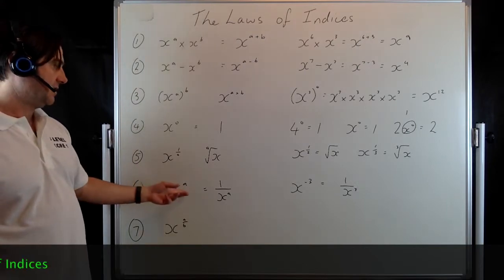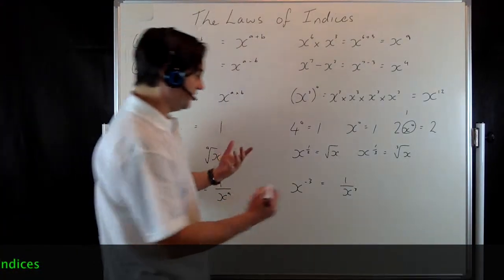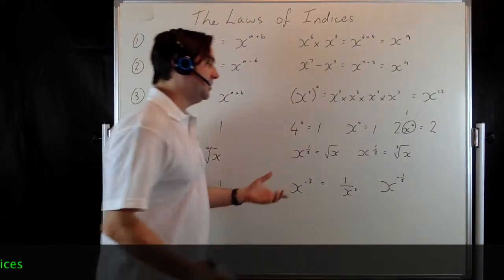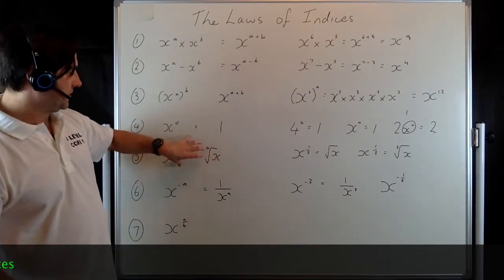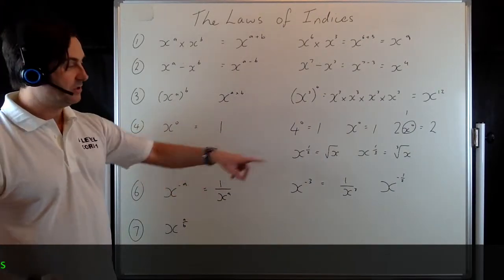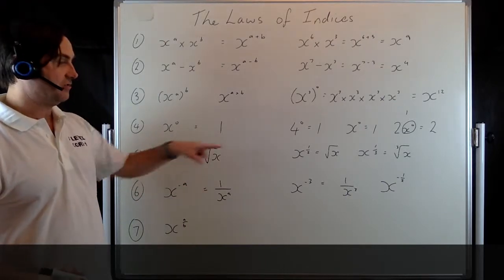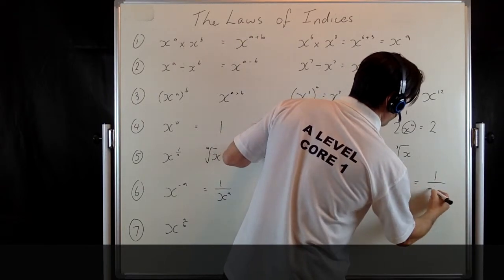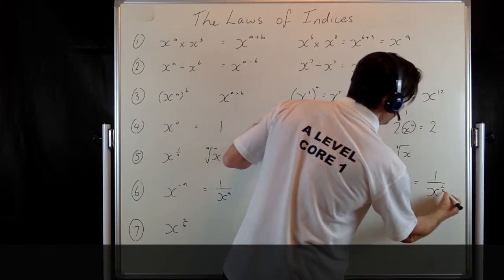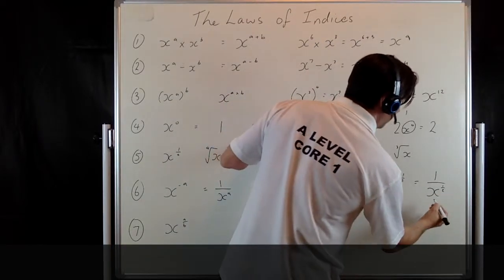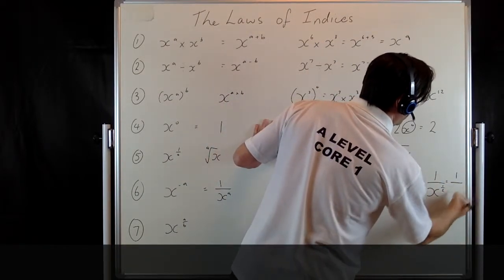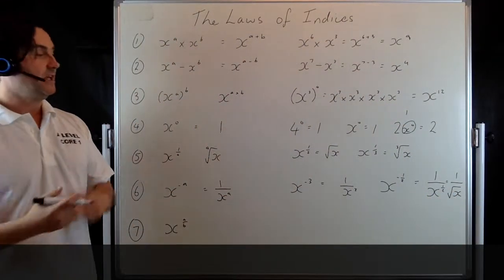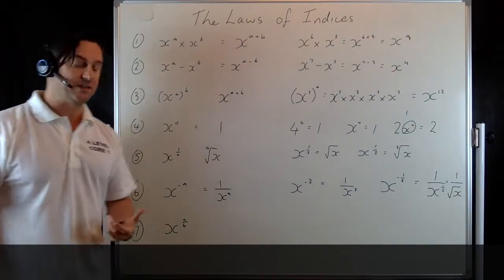Now, we could have this as a half there. So another example of that might be x to the minus a half. Now, if you're using that, you've obviously got the two laws together, because you've got the negative there and you've got the fraction part there. So this is just going to become 1 over x to the positive a half, and then that becomes 1 over the square root of x, because x to the half is the square root of x. So sometimes you might have to combine index laws together.